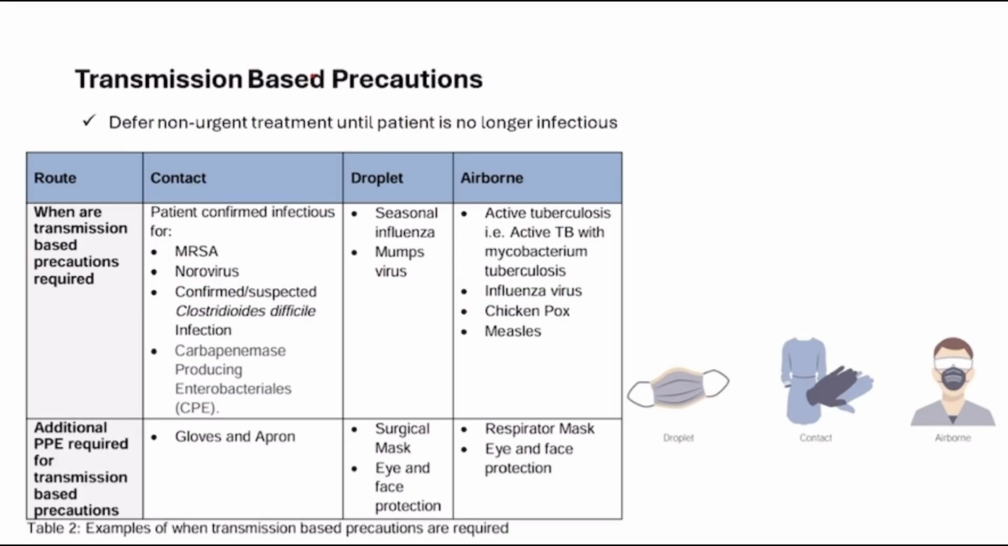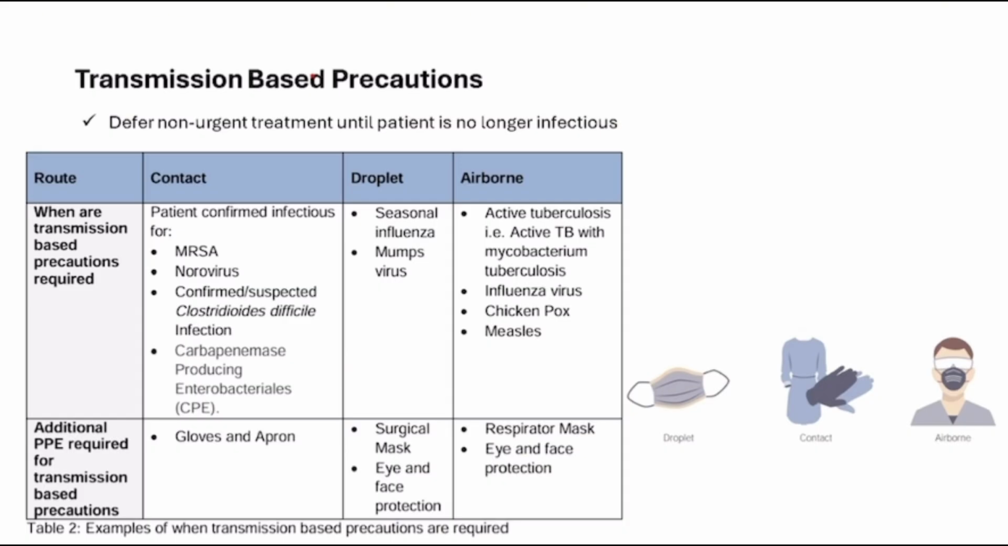So it depends on the mode of transmission. For viruses or bacteria that are transmitted by contact, such as MRSA or C. difficile, we have to make sure we're wearing gloves and an apron. For those transmitted by droplets, such as seasonal influenza or the mumps virus, we have to make sure we're wearing a surgical mask, and eye and face protection. For those transmitted by airborne transmission, such as tuberculosis, chickenpox or measles, we have to make sure we're wearing a respirator mask, such as the N95. In the dental setting, it's best to just defer treatment and only treat urgent cases.